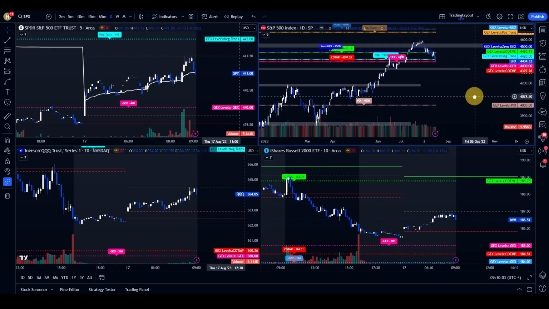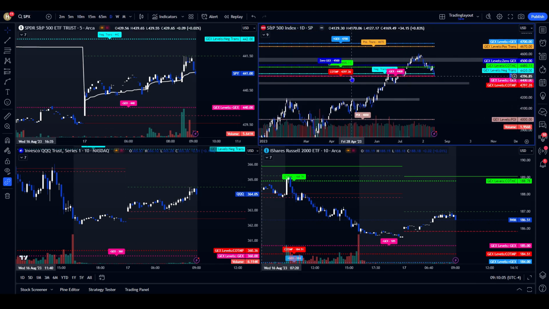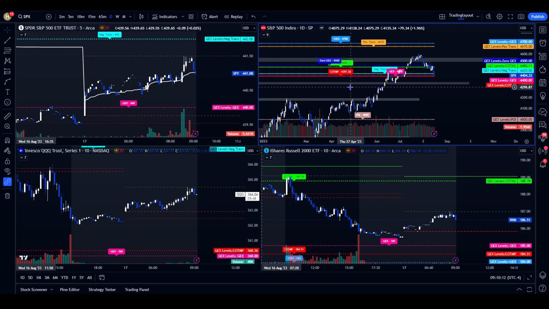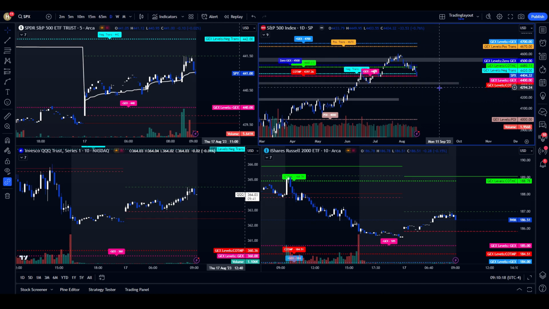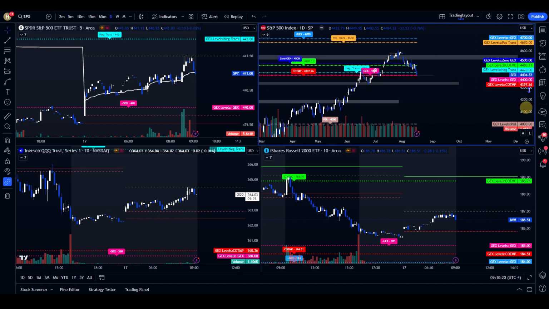4,400 is negative GEX on SPX, and then below that I have 43.25 marked, and then below that down towards 4,300 would be kind of the stopping areas that I would be looking for. So 43.50, 43.25, and then down towards 4,300.